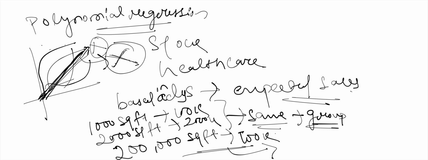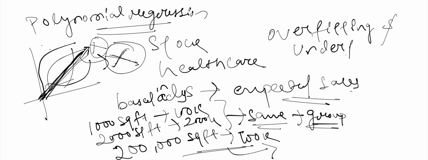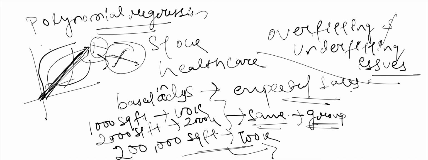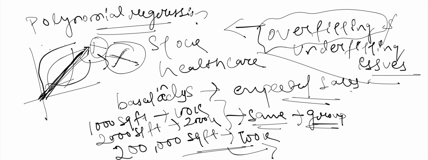So linear regression won't be able to predict it properly. So there are overfitting and underfitting issues. Overfitting is when the linear regression model learns so much that it also takes up the noise with it.